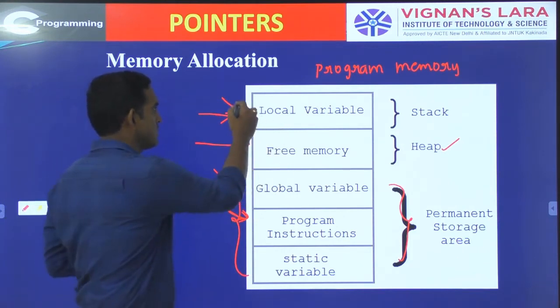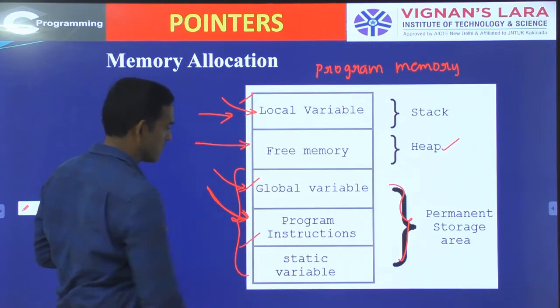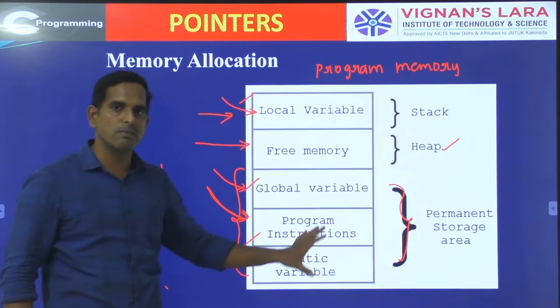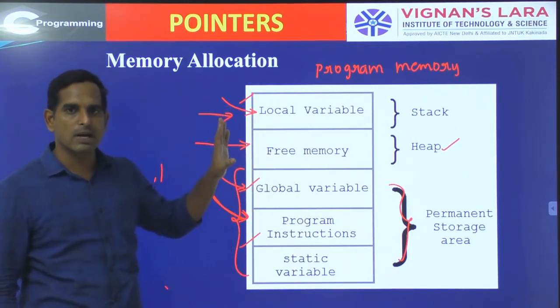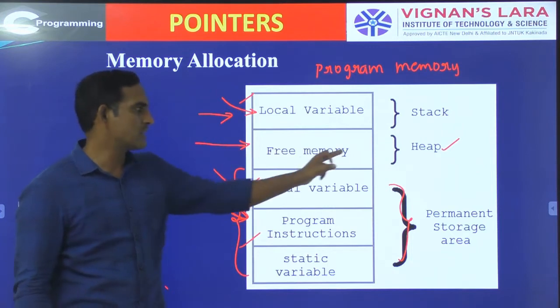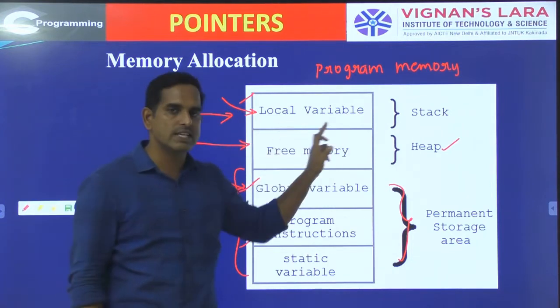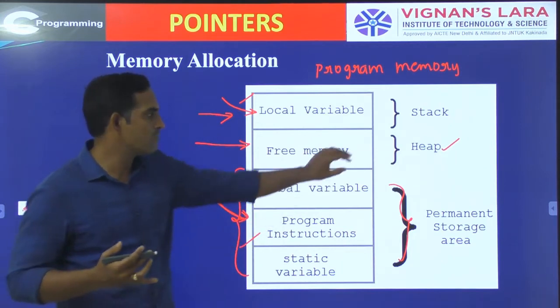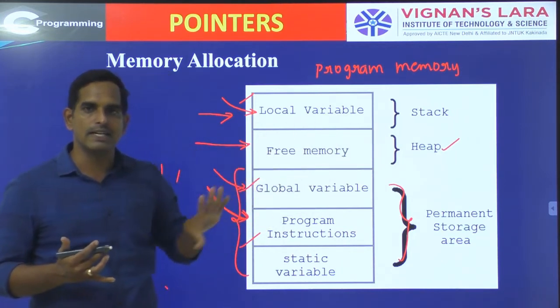So this is fixed memory. These local variables, global variables, and the permanent area storage will be fixed memory before the compilation. Once after the compilation, this doesn't change. During the execution of the program, the free memory changes based upon your allocation and deallocation of memory. The heap size will increase and decrease.